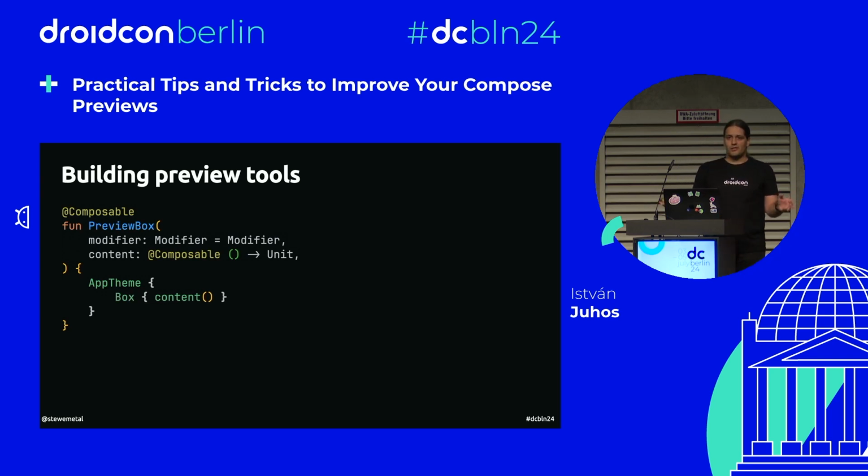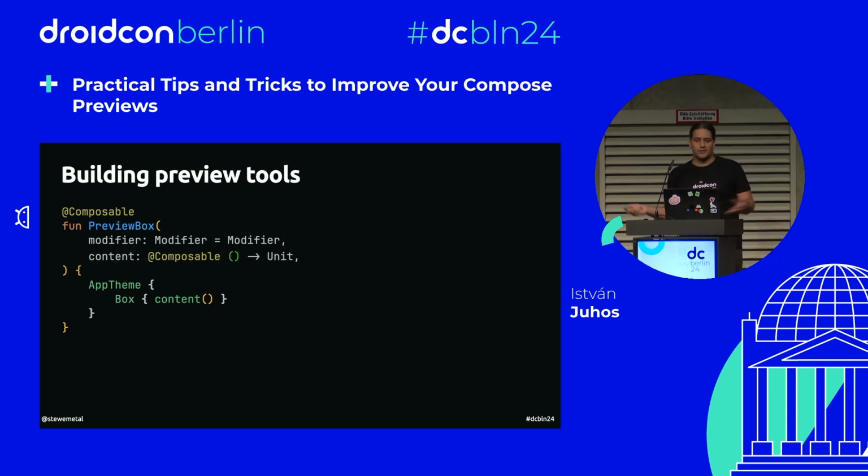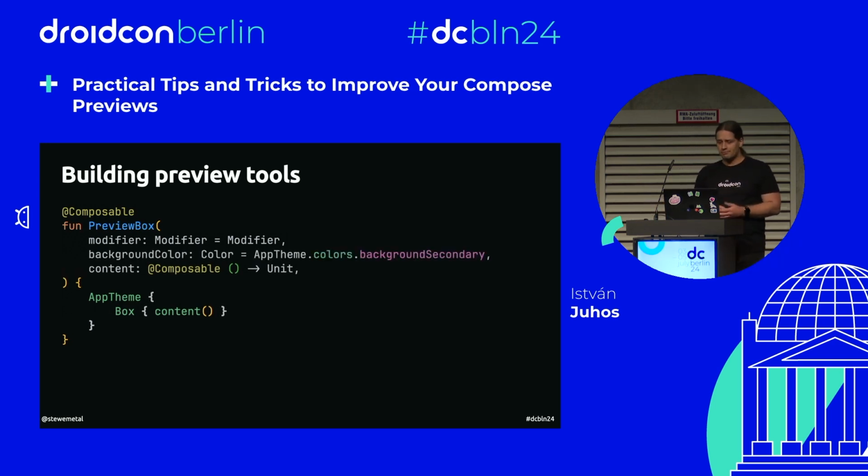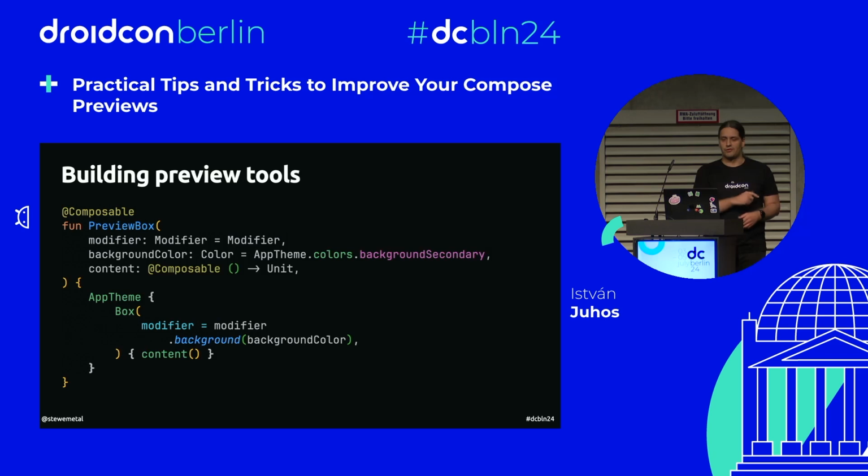Let's add a box there, because we're building a box. It makes sense to have an inner box there. And we've been talking a lot about backgrounds, so let's start building the parameter list that will be passed down to the inner box with a background color. And for that background color, we just pass it down, of course, to the box through a modifier there, and it will hopefully display a background around our content composable.